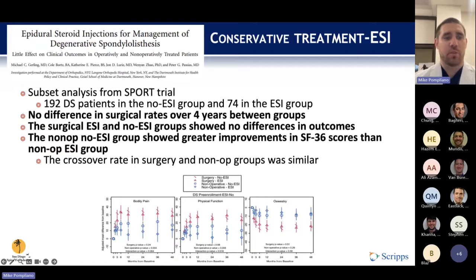Subset analysis from the SPORT trial: 192 degenerative spondylolisthesis patients in the no epidural steroid group and 74 in the epidural steroid group. They found no difference in surgical rates over 4 years between the two. The surgical epidural and no epidural groups showed no difference in outcomes, and then the non-op no epidural group showed greater improvements than the non-op epidural group. However, they did have crossover between the surgery and non-op groups, and we'll get a little more into the SPORT trial shortly.